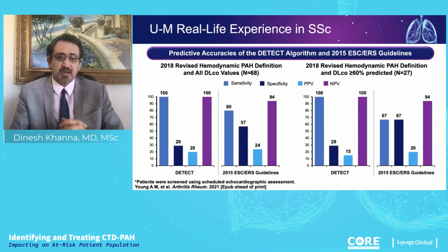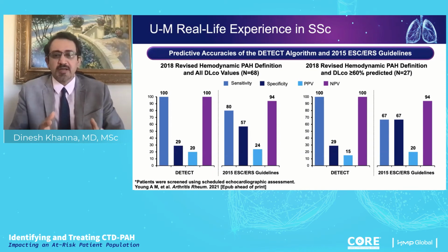So let me start with the left part of the slide, and then I'll go to the right part of the slide. We screen every patient with systemic sclerosis that comes into our cohort, and we compared the DETECT algorithm with 2015 European Society of Cardiology guidelines on echocardiogram. When you just look at the DETECT algorithm, what you see are 2 bars which are 100%. The first in blue is sensitivity of DETECT, and the second in purple is the negative predictive value.